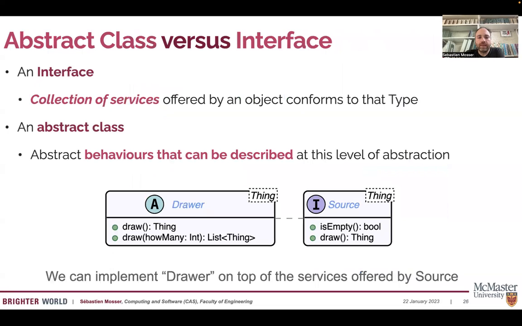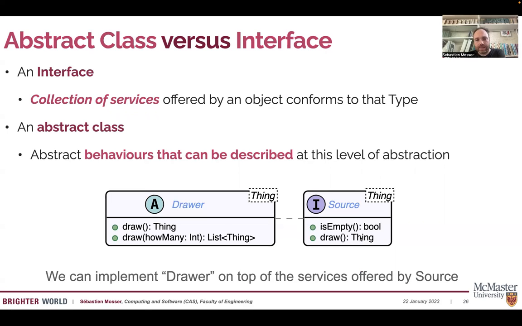You'll see that in this example, we have two different ways of representing our high-level abstraction. We have the drawer and we have the source. The source, we make no assumptions on it, okay? It can be anything. So it's basically an interface. It's something that offers is empty and draw. And if I know how to answer to is empty and I know how to answer to draw, I can be considered as a source. So you can really see this as a collection of services, okay? It's any object that conforms to the source type will offer is empty and draw.